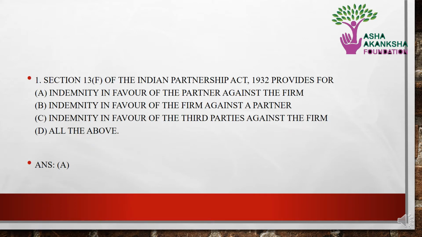The first question is: Section 13 Clause F of the Indian Partnership Act 1932 provides for which of the following? Options are A. Indemnity in favor of the partner against the firm. B. Indemnity in favor of the firm against the partner. C. Indemnity in favor of third parties against the firm. Or D. All of the above. The correct answer to this question is option A, that is, Section 13 Clause F provides for the indemnity in favor of a partner against the firm.